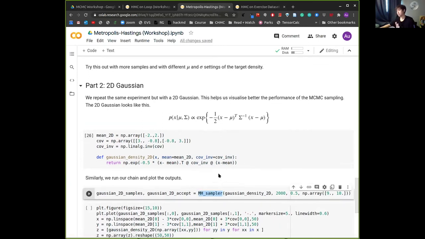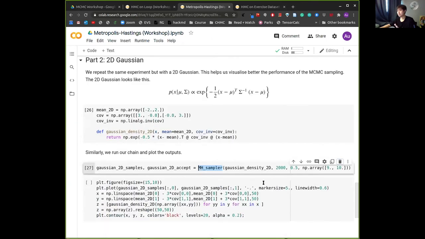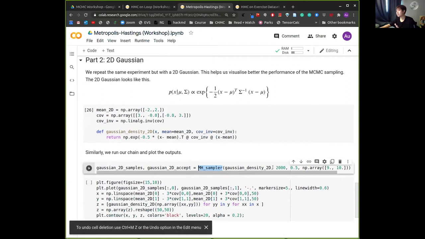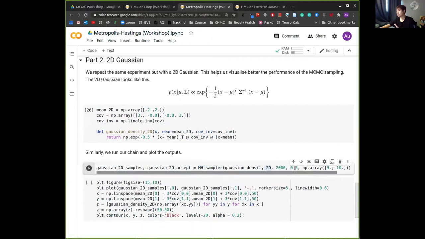the same, right? So I don't need to touch anything, right? So that's why all I do now is I pass in the Gaussian density in 2D. And my starting position is now 2D instead of one number, right? So now there's two numbers here.